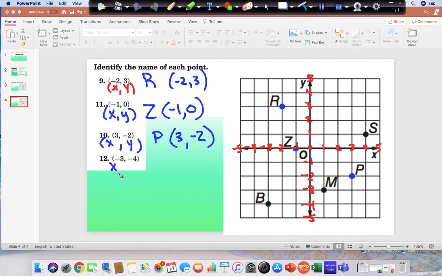And then last one, we have our x-coordinate is -3, and our y-coordinate is -4. So we're going to start at 0, 0. We're going to find -3 on our x-axis, and then we're going to find -4 on our y-axis. And that's going to give us letter B, which is at -3, -4.